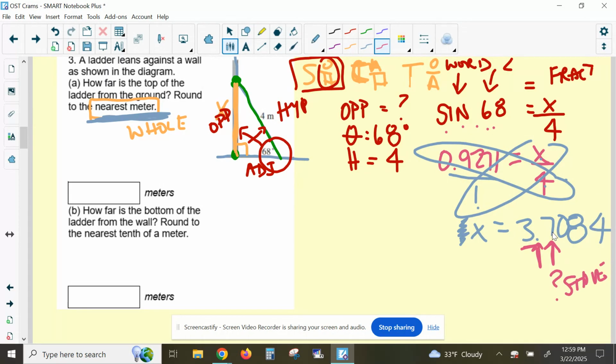I have a 7 here, so I am going to shove the 3 up to a 4, and my answer is going to be 4 meters.